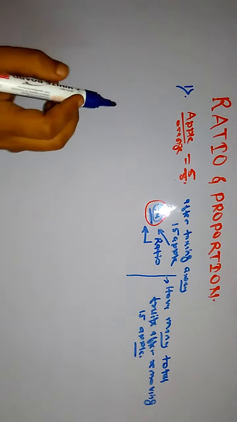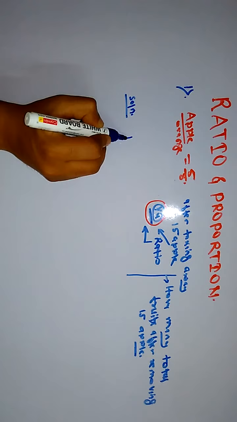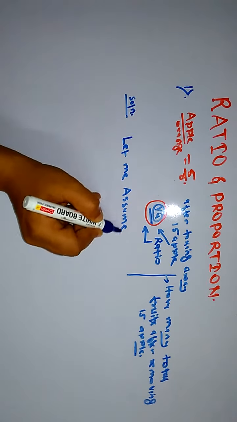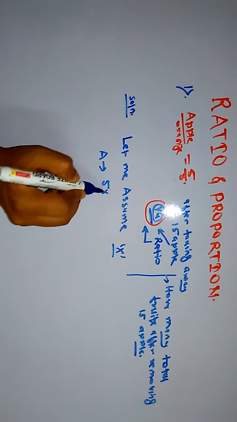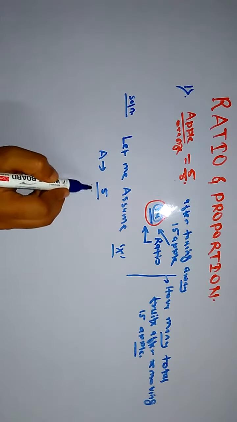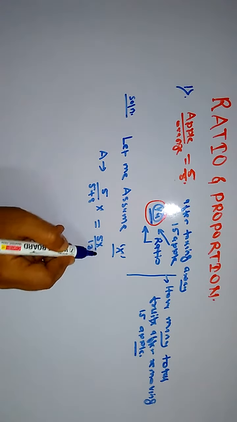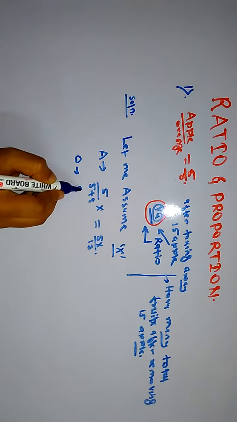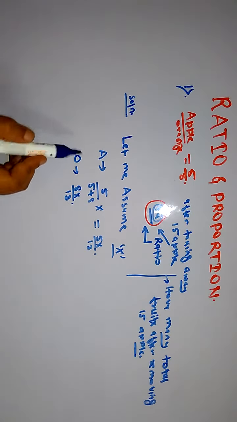Okay, so how will we approach this? First of all, let me assume the total number of fruits is x. Then the apples will be 5 upon 5 plus 8 of x, so this will be 5x upon 13. The initial number of apples is 5x upon 13 and that of oranges is 8x upon 13.